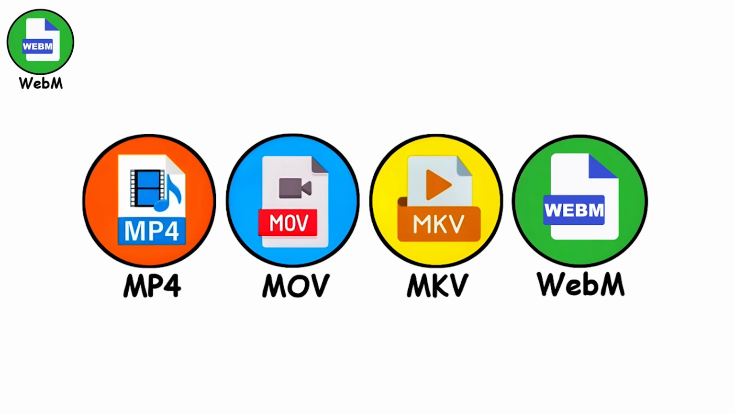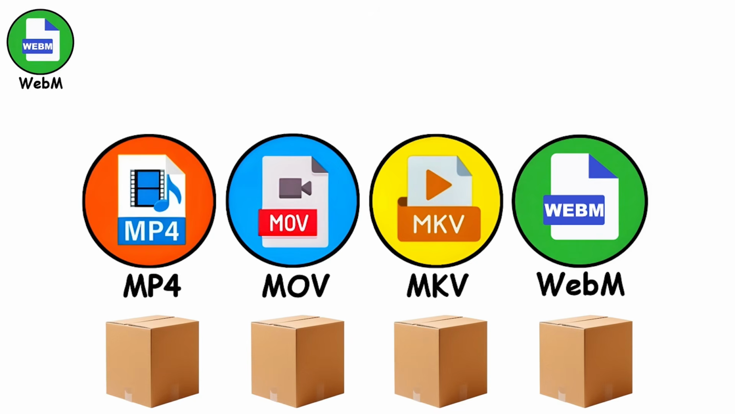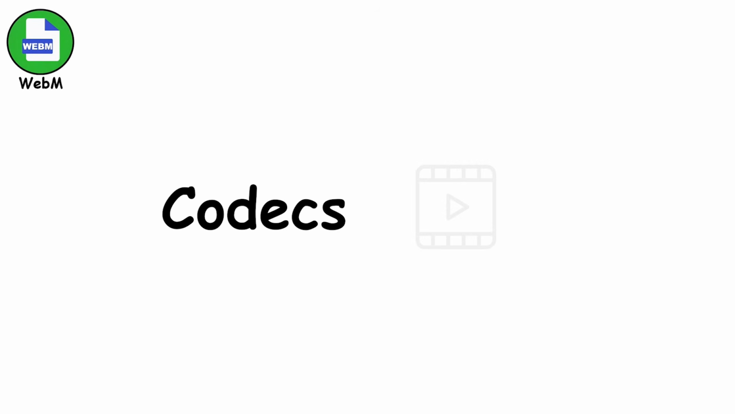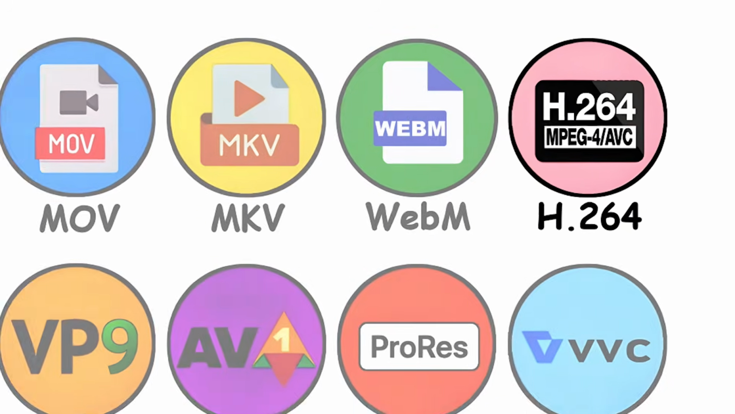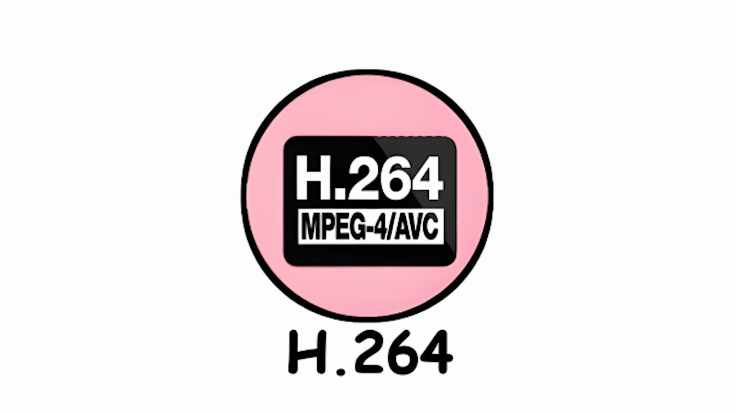So that's the 4 major containers: MP4, MOV, MKV, and WebM. Think of those as the shipping boxes. Now let's talk about what's actually packed inside them. The codecs that compress your video and determine how it looks, how big the file is, and how fast it streams. Number 5, H.264, HEVC.